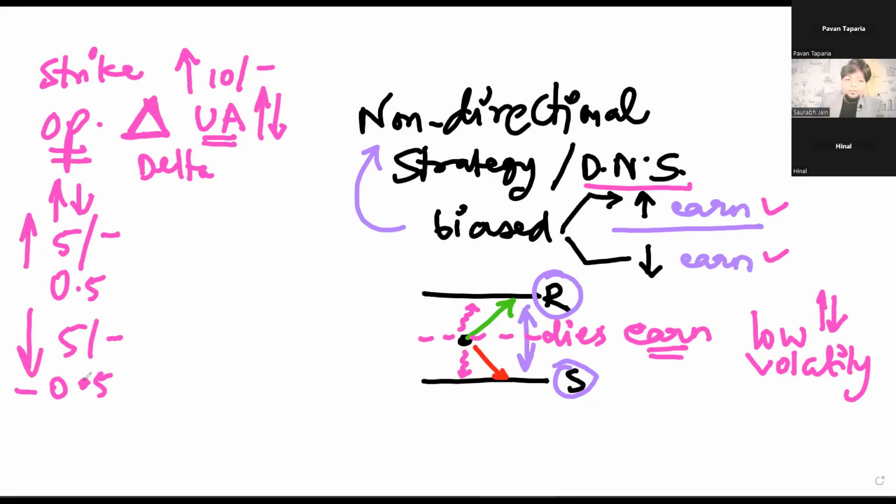Now, delta is basically the responsiveness. You have to have a little bit of knowledge of options to understand this. However, if you are absolutely new to the world of options, then you can join some course or read some books on basics of options, call and put.